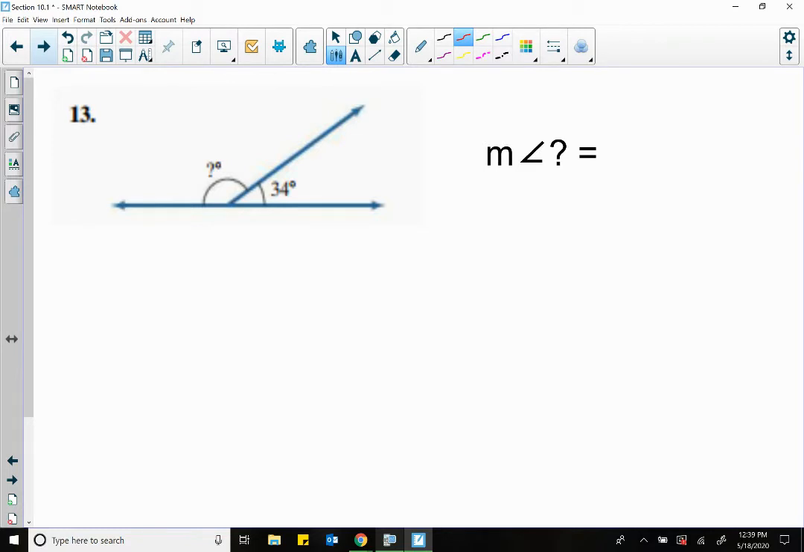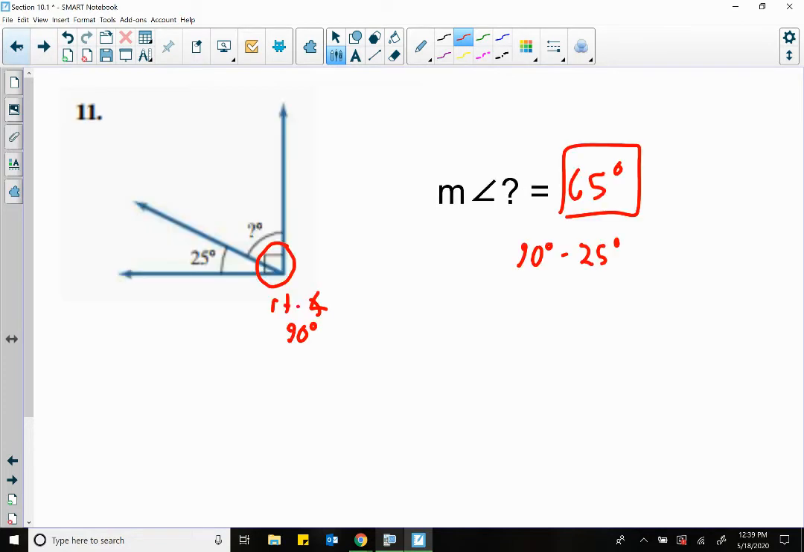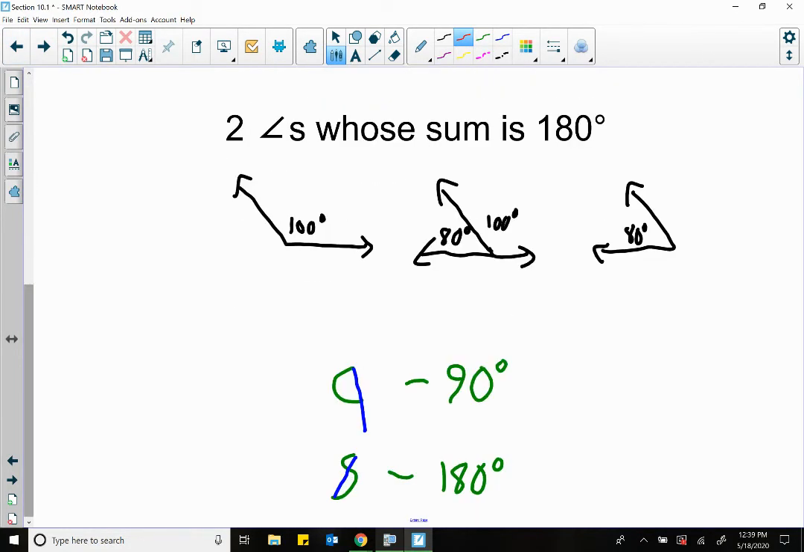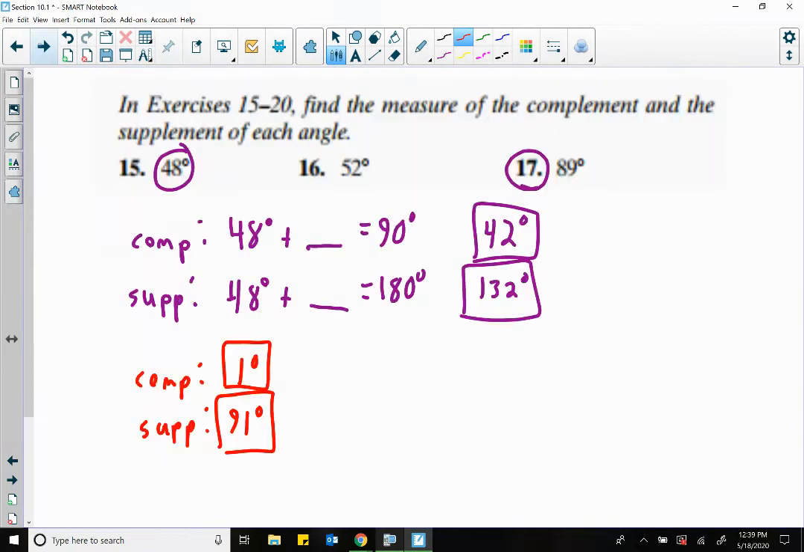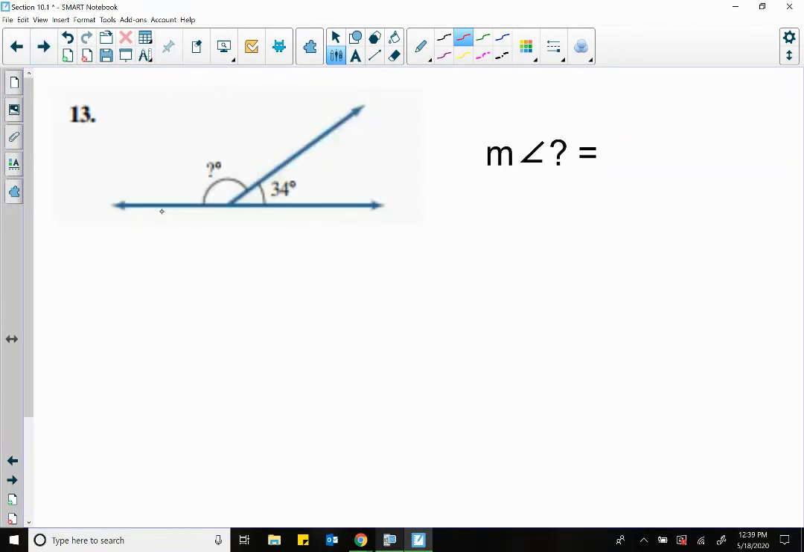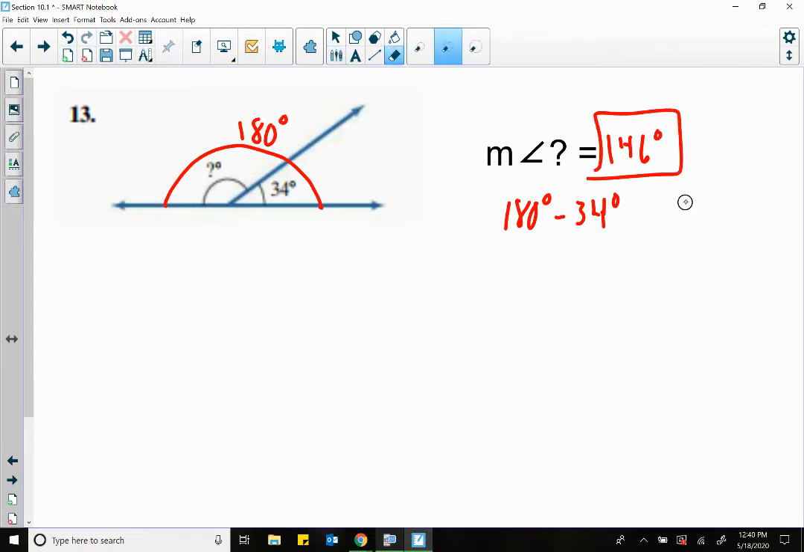Okay, hopefully you remember this picture from what I gave you before. So right back here, this is one of those supplementary because it forms that straight line right there. Since they are supplementary, we're just dealing with 180. These two angles have to add up to 180 degrees because these two angles make that straight line there. So you take 180 degrees minus 34 degrees, and you get 146 degrees. And there you go. Wrapped up nice and neat for you.